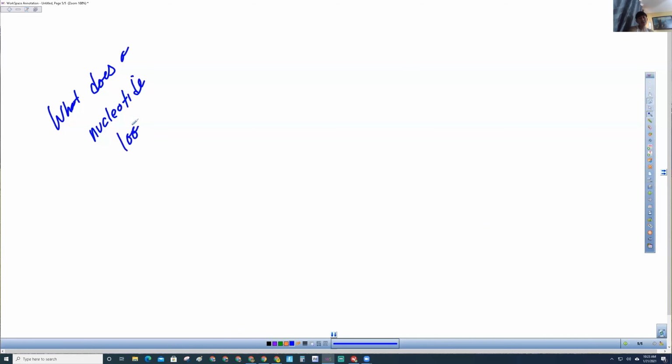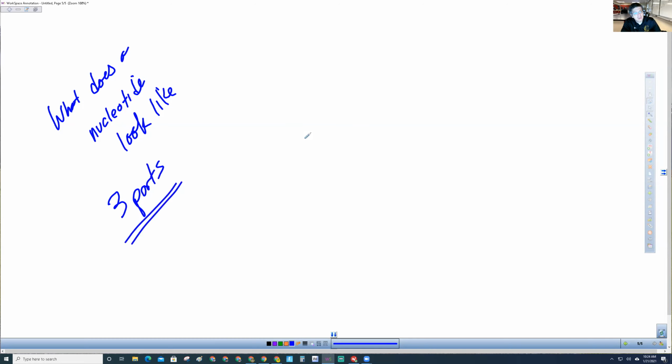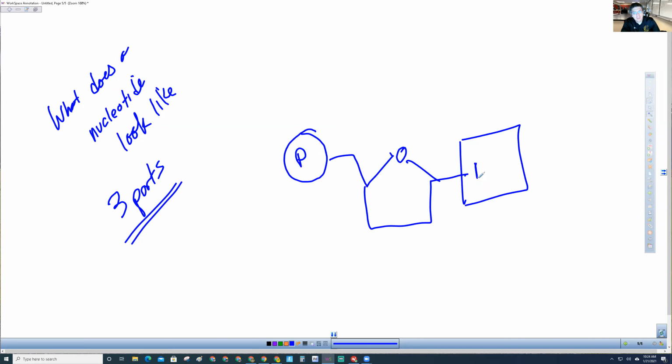Doesn't it have 3 parts? Very good, right? It has 3 parts. Very good. Okay, and so if I had to draw a cartoon version of it, it looks like this. It looks something like this. Okay, this is what a nucleotide looks like. Okay, it's a very small molecule.